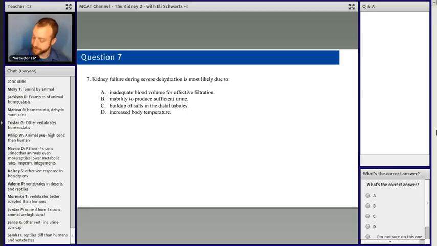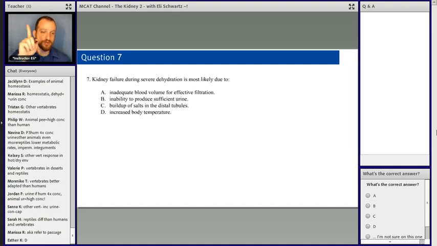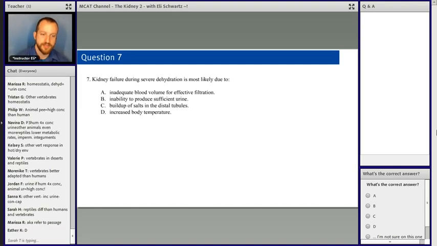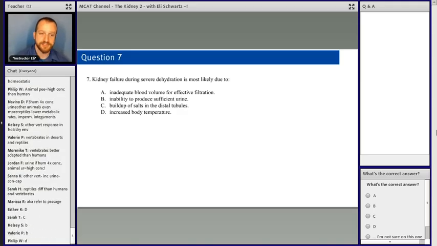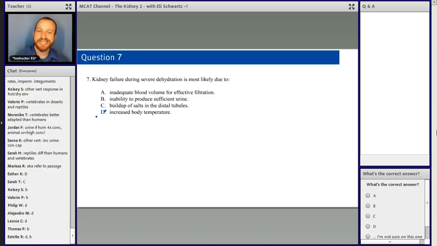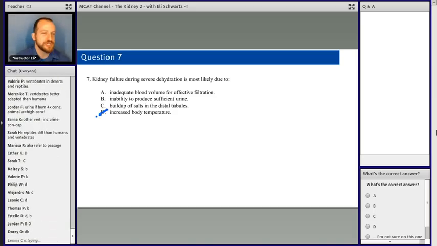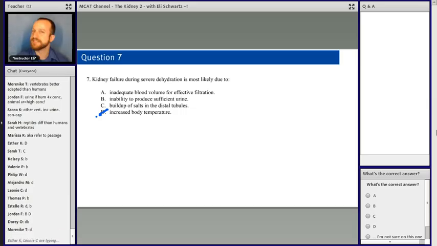Hopefully that hint helped a little bit, because there's 2 answers that seem to be getting very few votes. First of all, which one did you eliminate right off the bat? Give me one that you got rid of. Probably D, early on, Esther. A bunch of your classmates agreeing. D, increased body temperature. Increased body temperature sounds like we're talking about thermoregulation, not necessarily kidneys specifically.